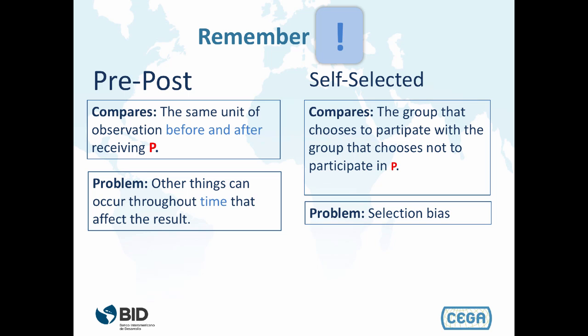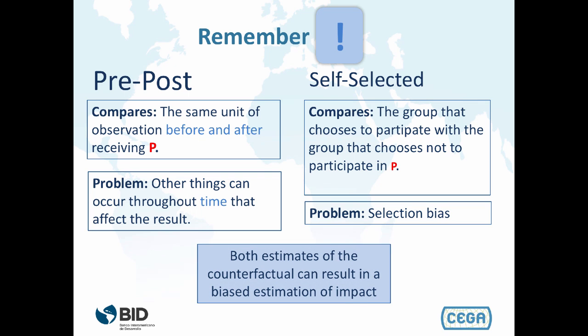Remember, pre-post compares the same unit of observation before and after receiving P. The problem is other things can occur throughout time that affect the result. The self-selected comparison compares the group that chose to participate with the group that chooses not to participate. The problem is selection bias. Both of these estimates of the counterfactual can result in biased estimation of the impact.